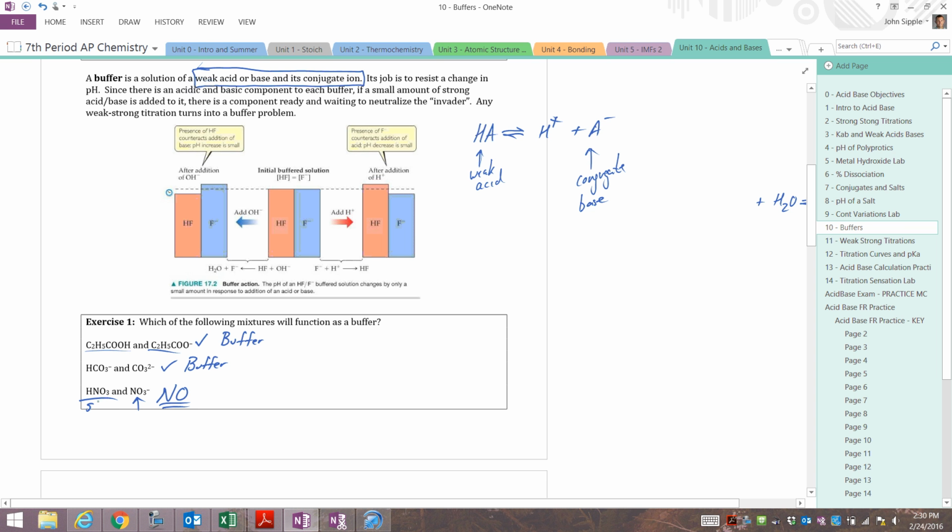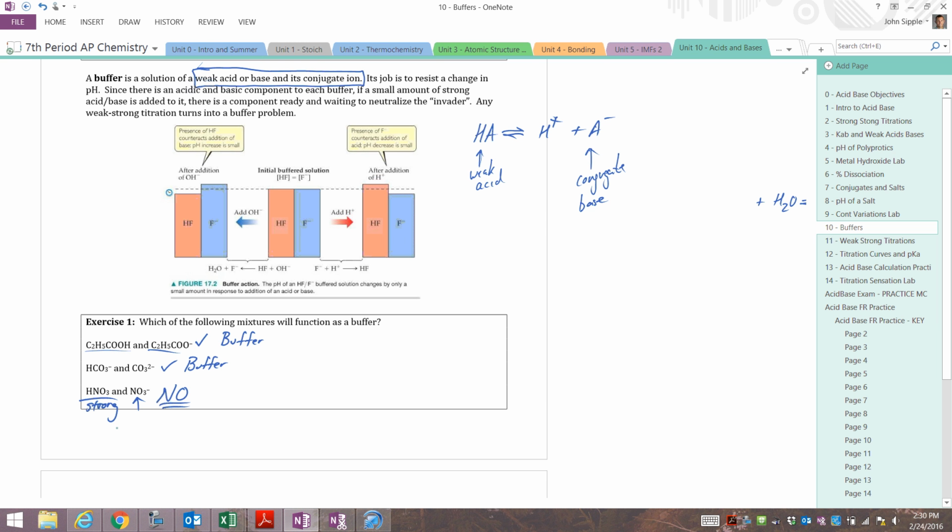This guy's strong. It's only weak acid and base pairs. You can't have buffers with strong acids or strong bases. You just can't have that because the conjugate is so weak.